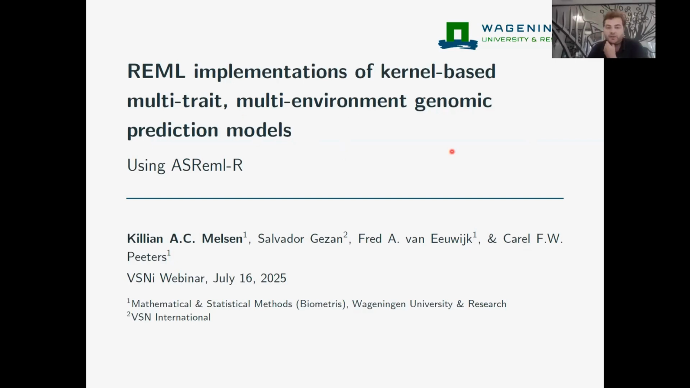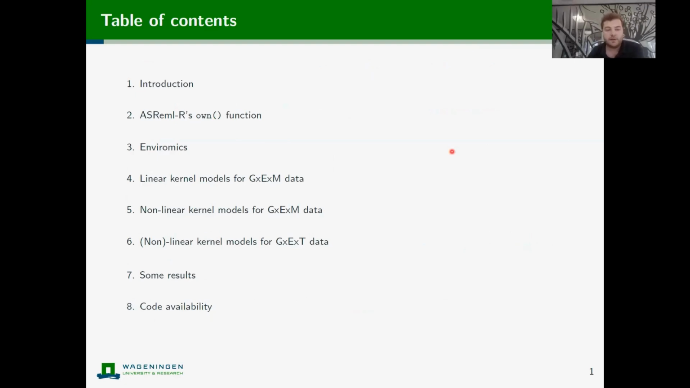As an overview, I'll start with an introduction to reiterate the basic concepts of genomic prediction and G/E, as well as genotype by environment by management interaction. Then I'll give a short introduction on ASReml's own function, which is what I've been using mainly to model the G/E. I'll talk a bit about Enviromics and environmental covariables. Why would you want to use those for G/E? And then we'll move on to 4 models that I've been working on using kernels, which are essentially kinship matrices for the environments based on covariables. I'll talk about linear forms of those as well as nonlinear forms.